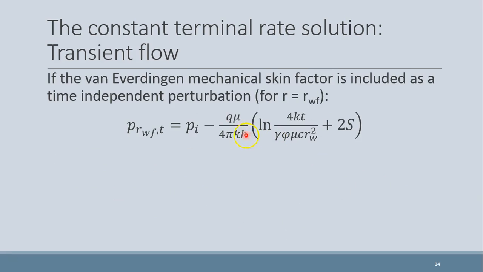And if we introduce the Van Everdingen mechanical skin factor, it is included as a time independent perturbation. It basically indicates wellbore damage, which is time independent. So the equation will become P(rw,t) equal to Pi minus Q mu by 4 pi kh ln 4kt by gamma phi mu c rw square plus 2s.